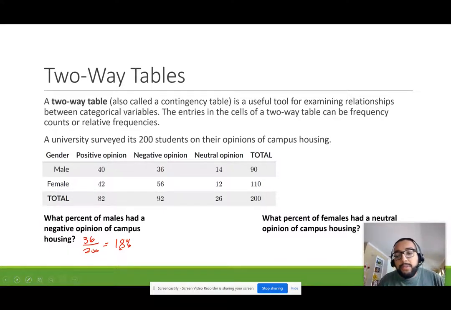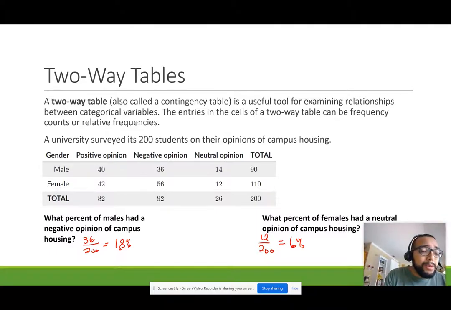Same thing for this next one. What percentage of females had a neutral opinion of campus housing? Okay, so females, go there, go to neutral. Okay, cool. Looks like it's 12. So same thing. 12 divided by 200 will end up being 0.06. So 12 divided by 200 will end up being 6%.